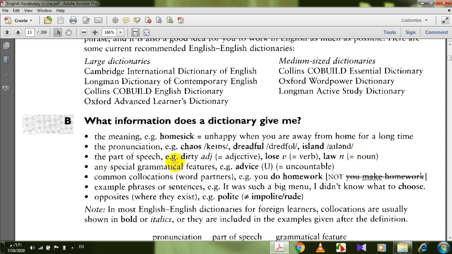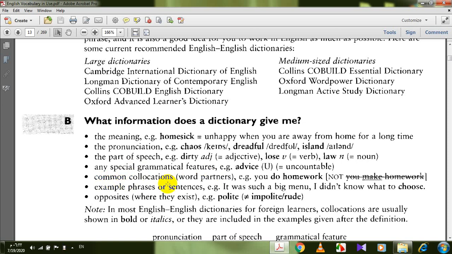The part of speech, e.g., dirty, adjective. Lose, verb. Law, noun. This is law. It is not low. Low is the opposite of high. This is law, which is a noun. And especially grammatical features like advice. The word advice is uncountable. If it is C, it is countable. So this means the special grammatical features.